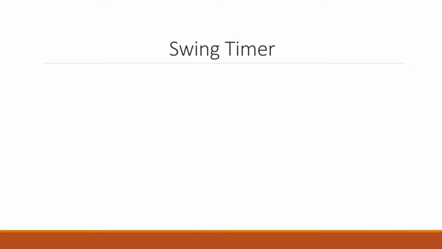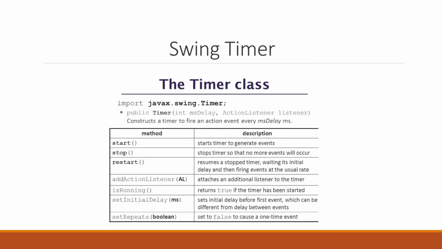Moving on to swing timers. The swing timer class can be used for multiple simple animations. Swing timer provides a unique wrapper which presents threads in an event-driven manner. The swing timer fires an action event at specific intervals, which is handled by the action listener. This concept will be explained in further detail and shown in a practical example shortly.